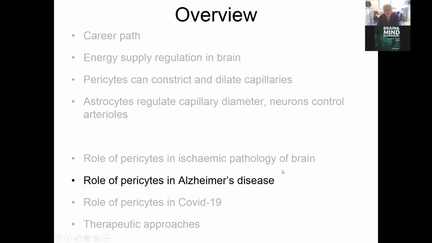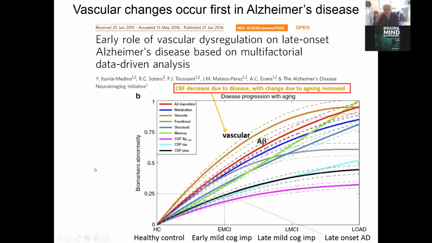So that was stroke. I want to turn to Alzheimer's disease now. You're probably aware of Alzheimer's disease. As you go from being a healthy control through mild cognitive impairment to late onset AD, a whole load of things change. You start to deposit amyloid beta plaques with some kind of time course like this. Tau gets hyperphosphorylated, synapses are lost. But the very first thing that happens is there's a decrease of cerebral blood flow.